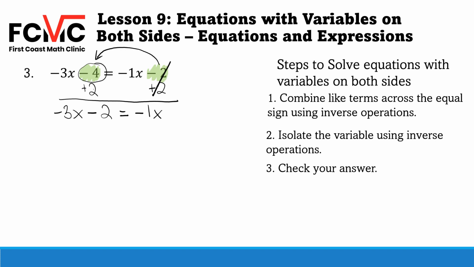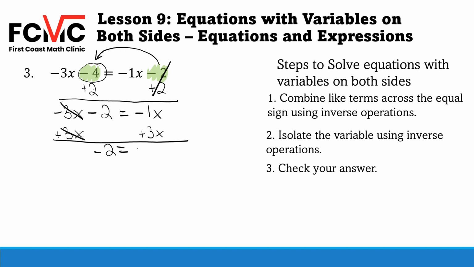Now I want to move the negative 3x to the right because my goal is to get the x's by themselves. So I'm subtracting the 3x, so let's undo subtracting 3x and add 3x to both sides. So negative 3x plus 3x cancel out. So I'm going to get negative 2 equals, then I've got negative 1 plus 3.